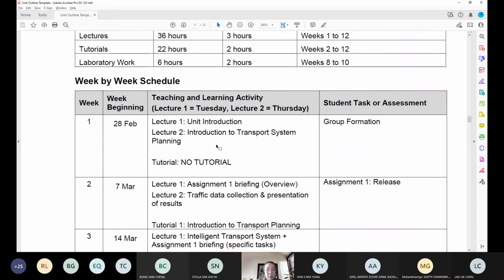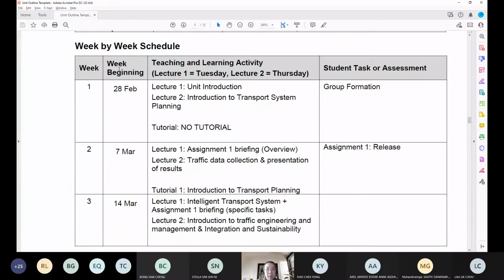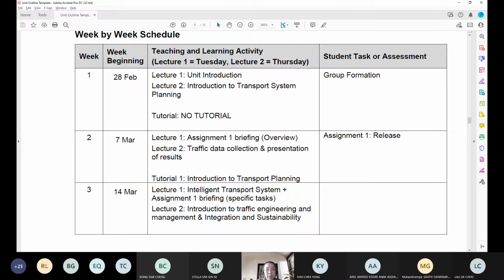Now, learning activities, I'll come to that. Looking at the week by week schedule, the first week, we are here, just an introduction. Thursday, I'll start with the lecture. This week, we don't have a tutorial, but your task is to do group formation. I opened up the group formation link just now. Quite a number of you have submitted your grouping, which is good.